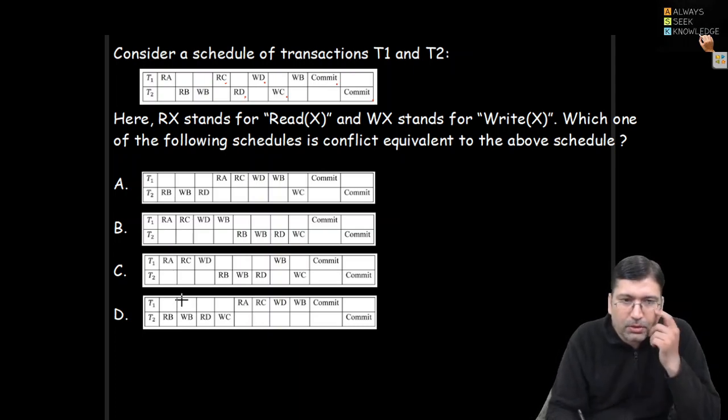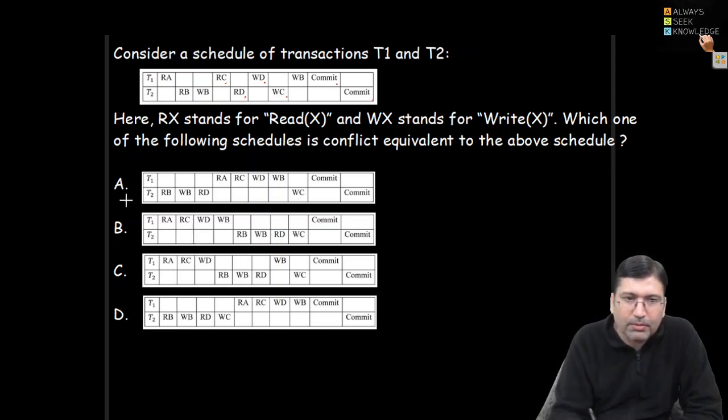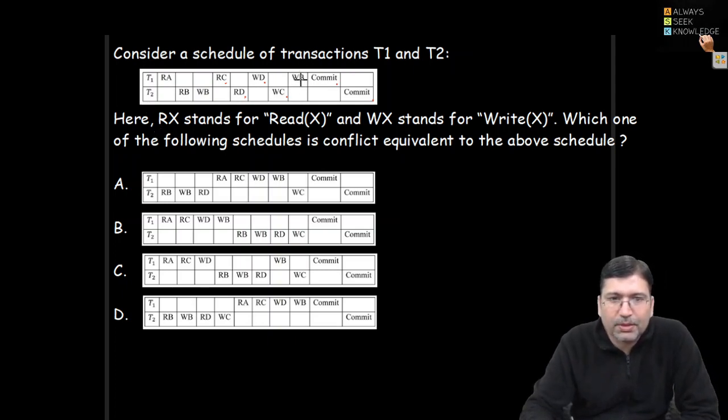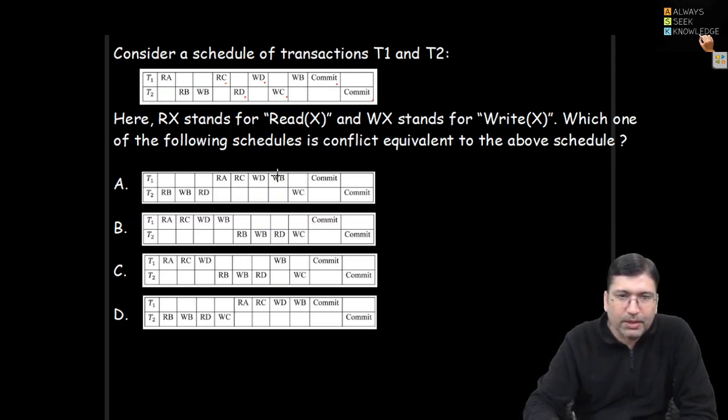So the first read operation on A must be done by T1. Then only we can say it can be equivalent. And the final write operation on B is being done by T1.